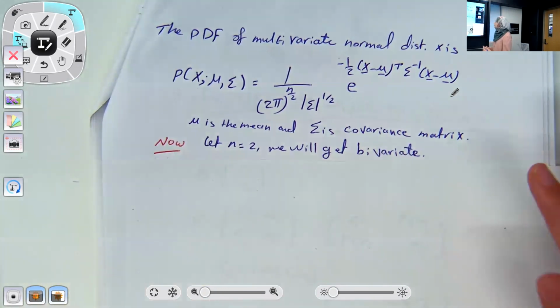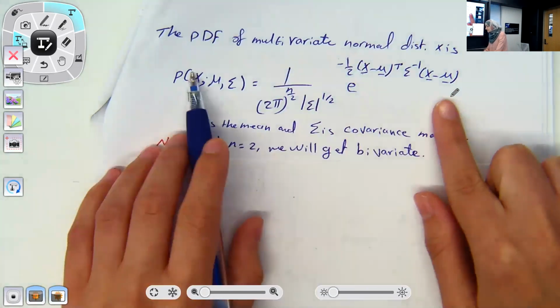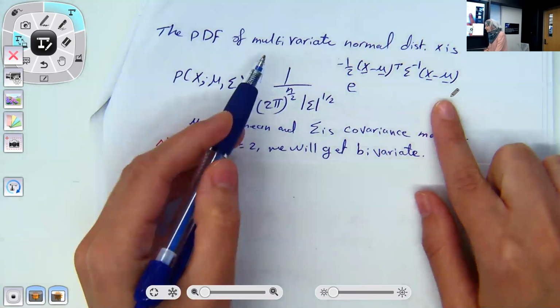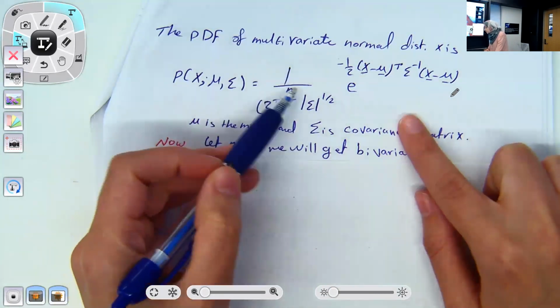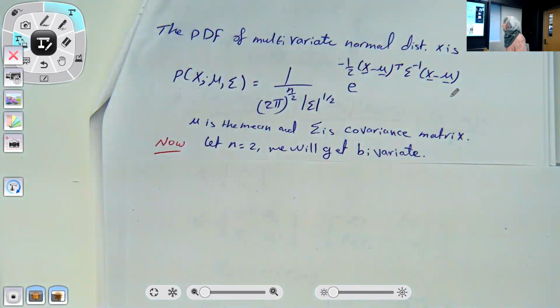Now let's try to find the bivariate from the multivariate. This is the multivariate. Now we need to find the bivariate from it. We need to substitute n equals 2, and calculate what happens when n equals 2.